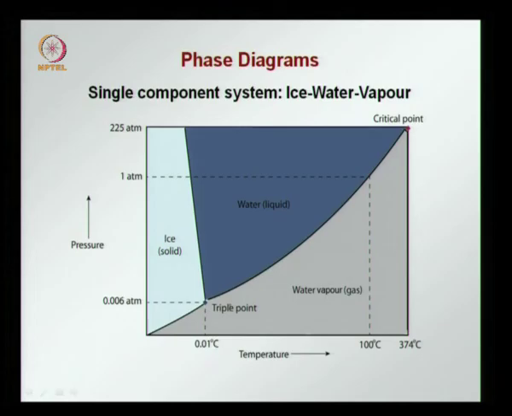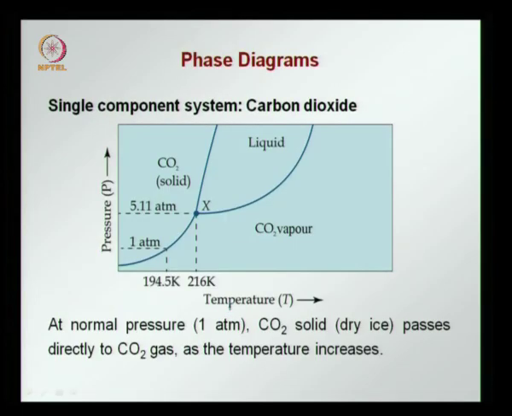So, this gives us how water changes from one state to another, how ice changes to water, water to gas and so on. Similarly, we can have a phase diagram for carbon dioxide.